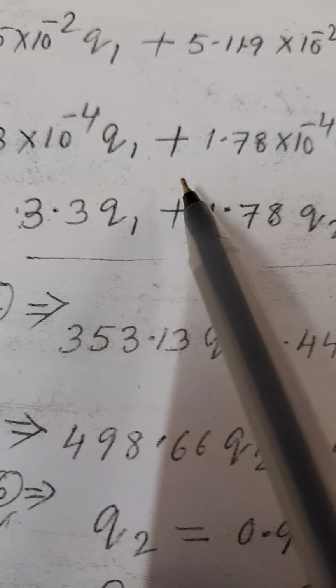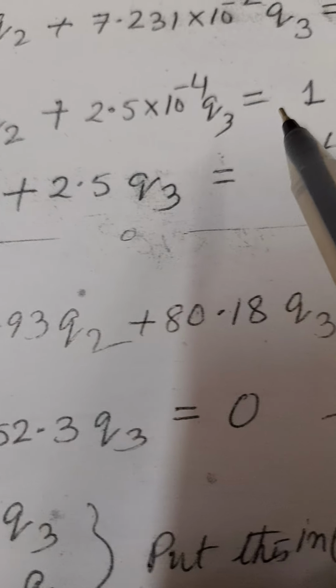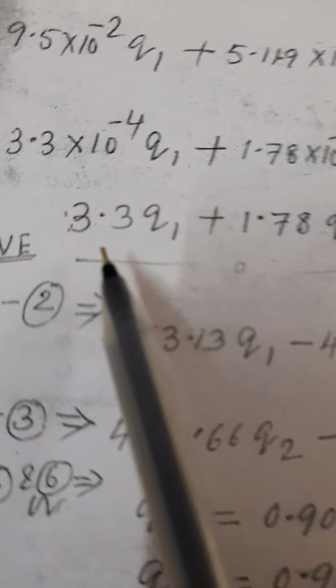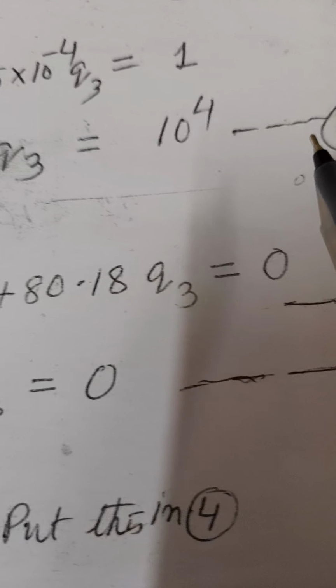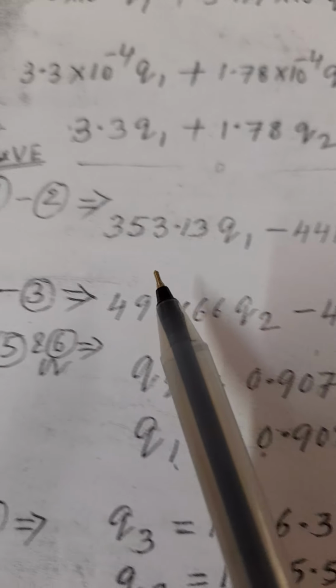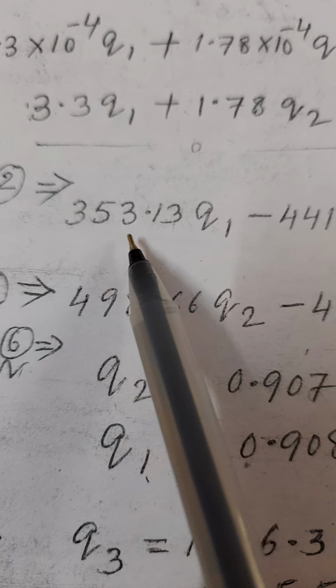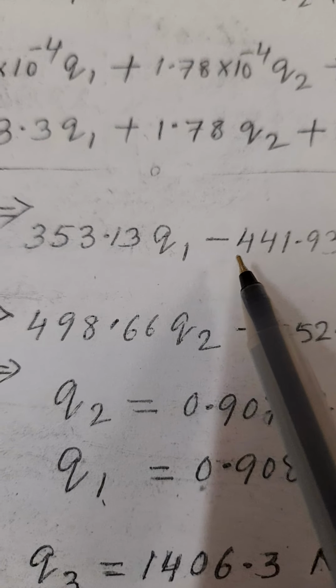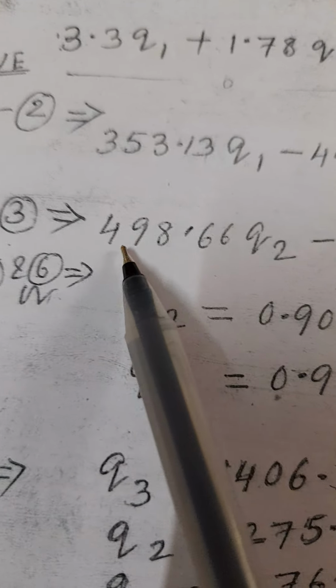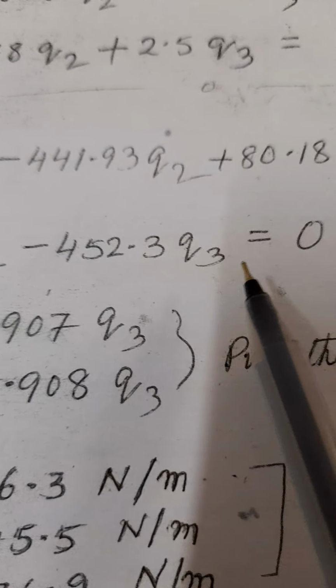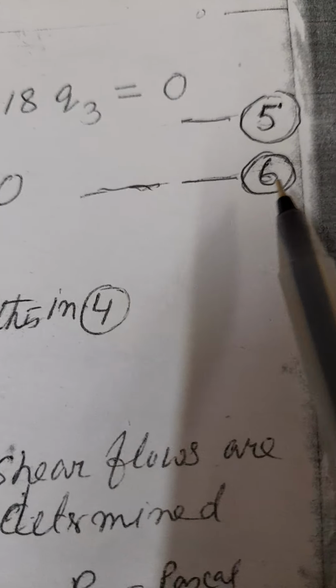If the calculation is shown here, now this is the equation. This is the 4-number equation. Again, from 1 and 2, we have this. Now we are solving for q1, q2, q3. From 2 and 3, this is the number 6.